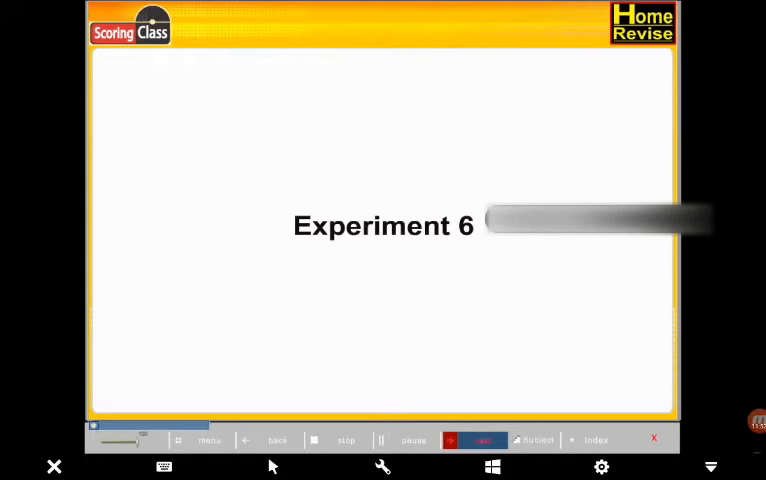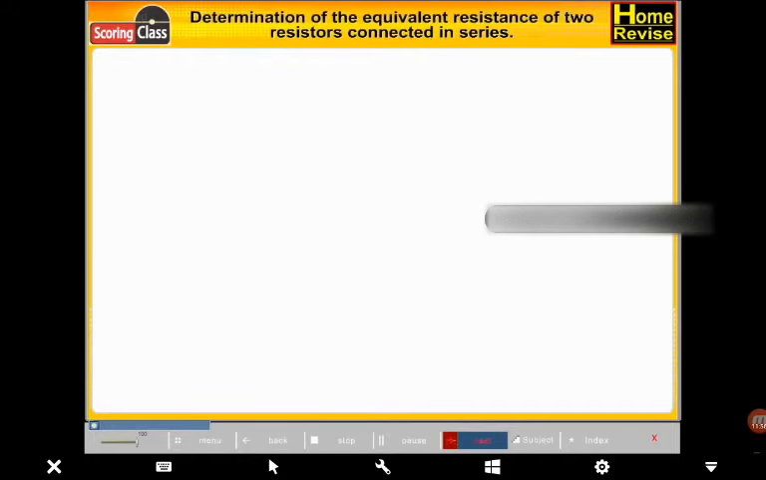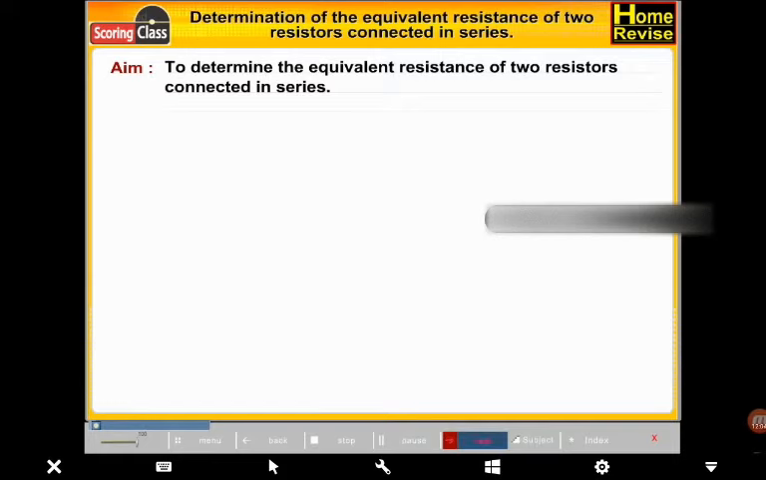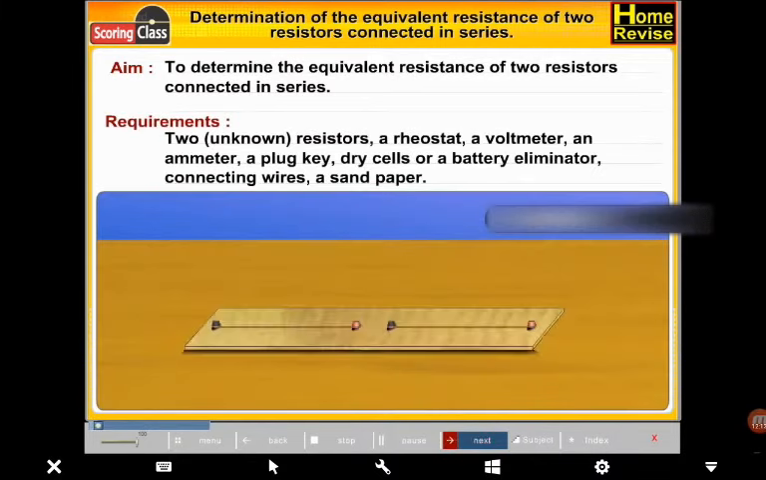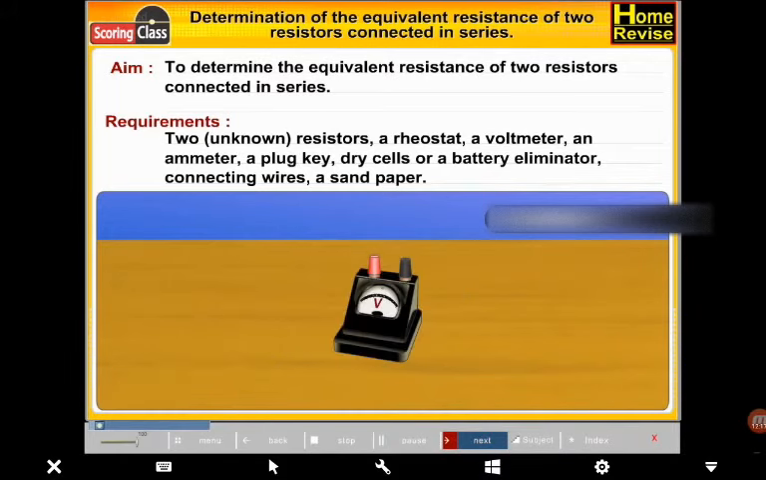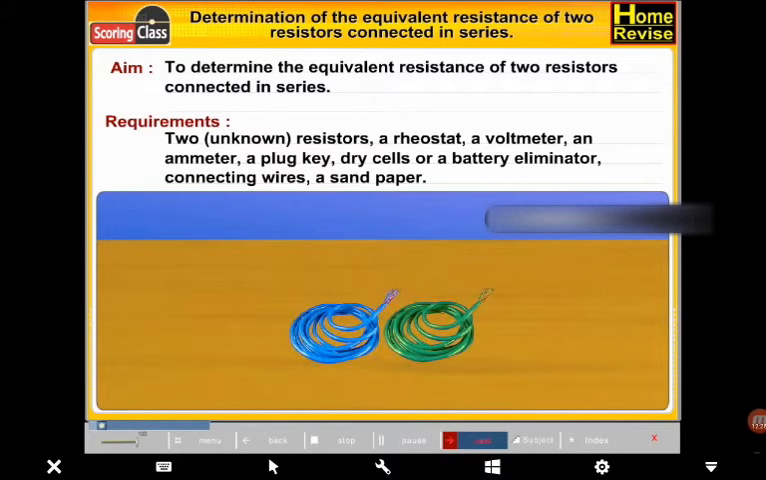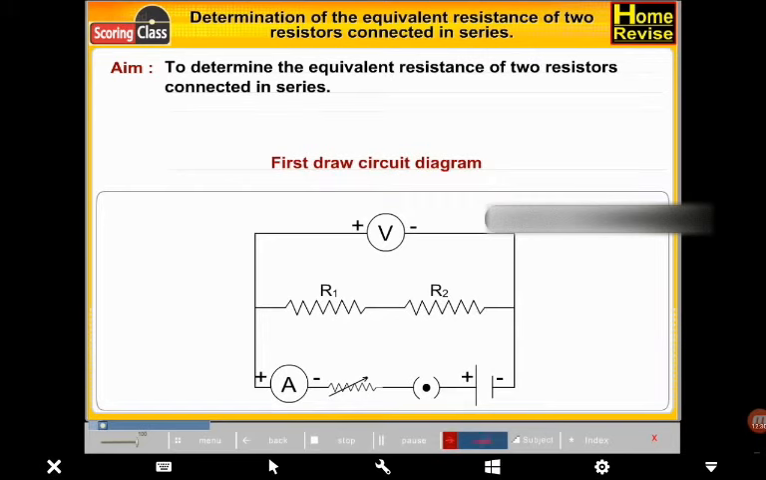Experiment number 6. Determination of the equivalent resistance of two resistors connected in series. Aim. To determine the equivalent resistance of two resistors connected in series. Requirements: 2 unknown resistors, a rheostat, a voltmeter, an ammeter, a plug key, a dry cell or a battery eliminator, connecting wires, a sandpaper. Let us first draw the circuit diagram.